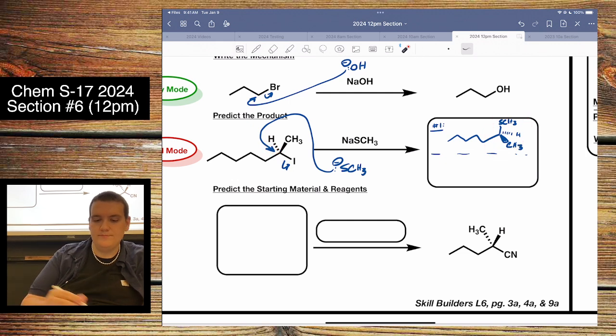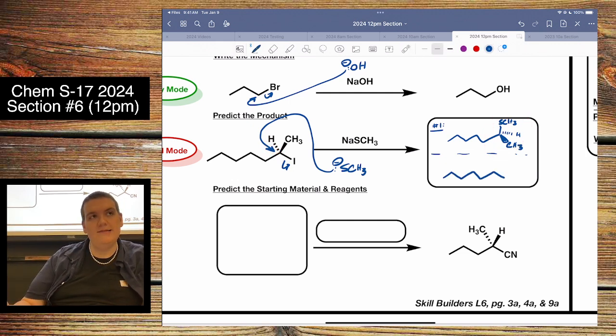That's option 1. Option 2 is we are going to put the SCH3 exactly where the leaving group was, so SCH3 here, and then we are going to swap the wedge and dash. So we are going to put the hydrogen on a wedge and the methyl on a dash. And when we do that, that also inverts the stereochemistry.